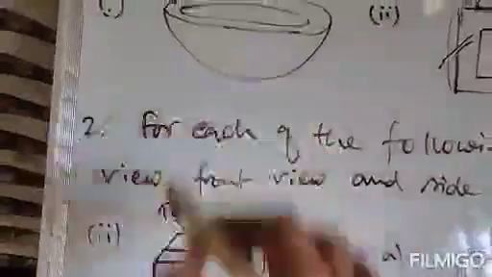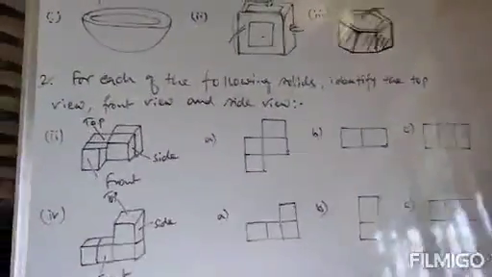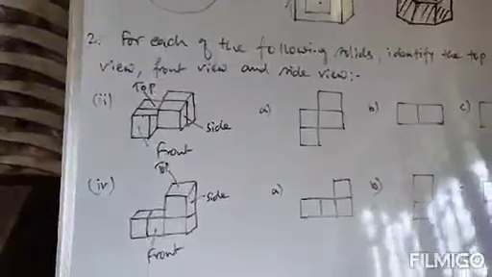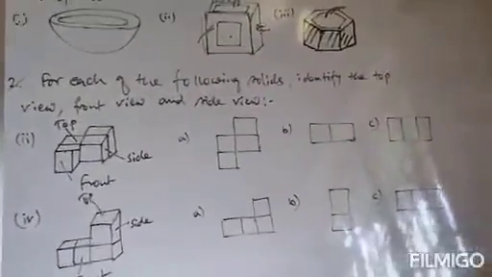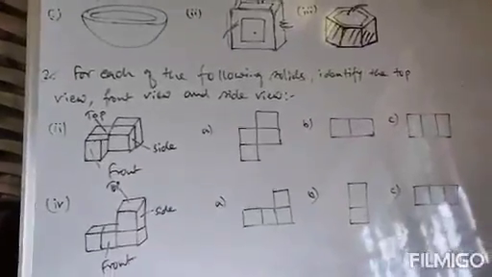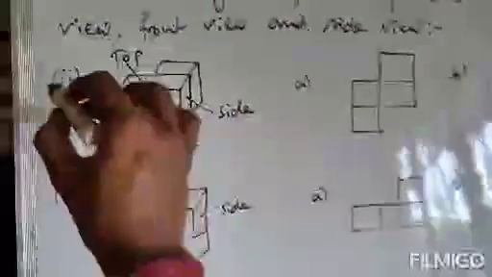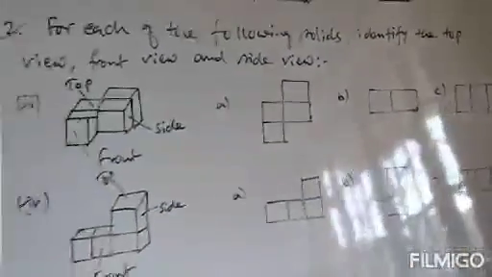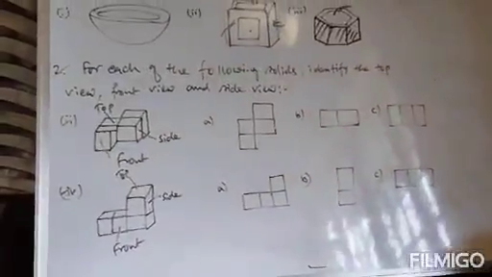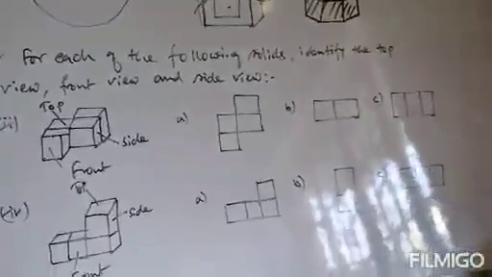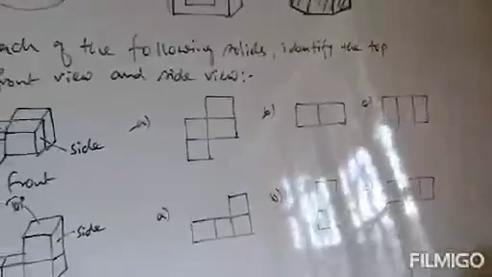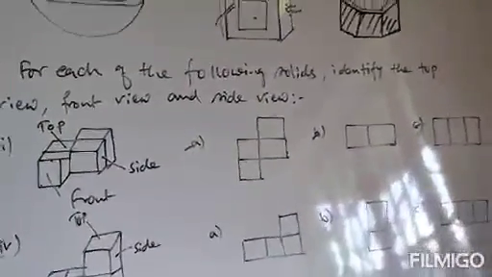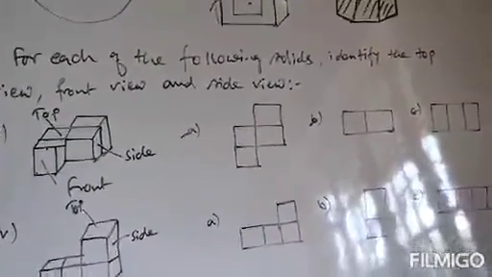Next, question number 2. So this worksheet is a small worksheet. Only 2 questions, part 1 and part 2 are given. Question number 2 is, for each of the following solids, identify the top view, front view and side view. That means 2 diagrams are given and 3 options are given, option A, B, C for each of the diagrams, and we have to identify the top view, front view and side view. That means in these 3 options, one option is your top view, one option will be your side view and one option will be your front view. So we have to identify that top view, front view and side view.